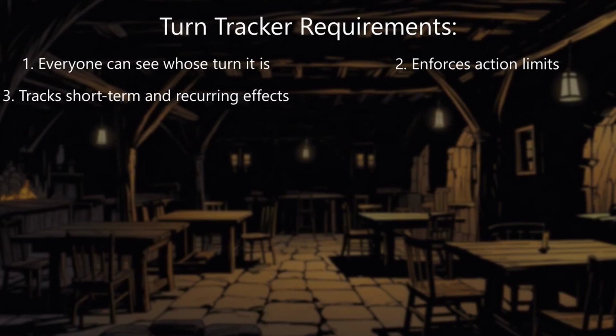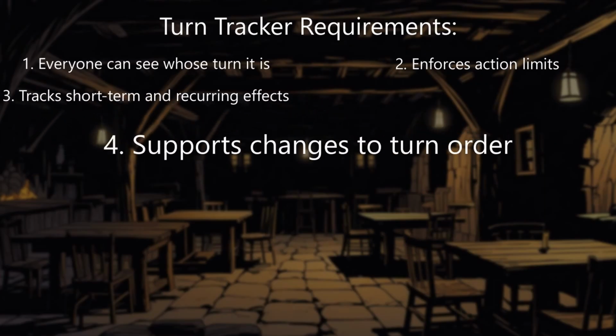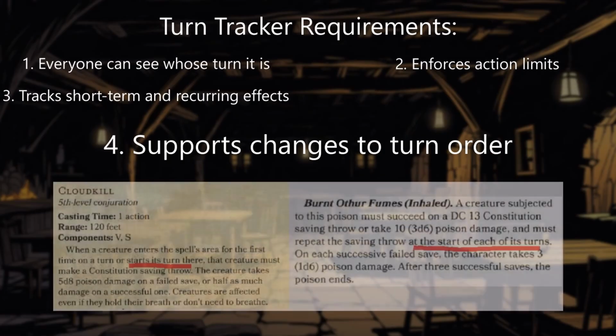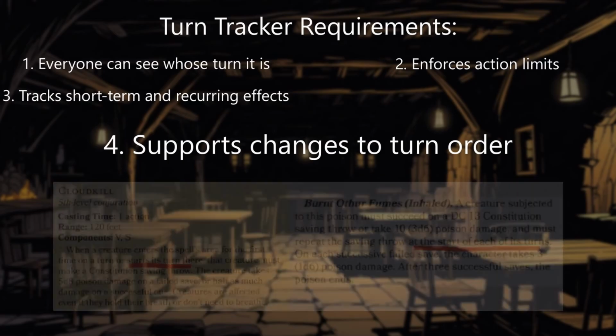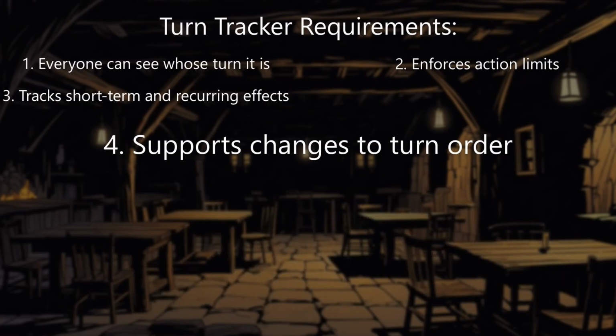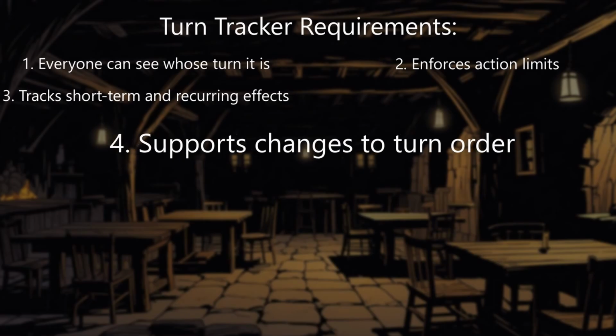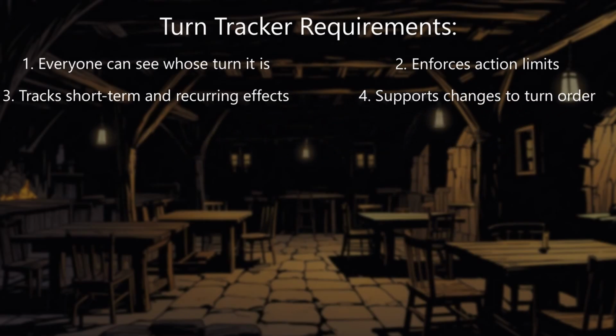Number four, it supports mid-combat changes to turn order. Now in 3.5, the characters can voluntarily change their position in the turn order, and this complicates tracking of short-term and recurring effects. An effect that damages you on your turn shouldn't be put off by delaying your turn. 5e tried to sidestep this by removing the possibility altogether, but many 5e DMs find it useful to allow some limited changes to the turn order. In any case, our system should support them cleanly.